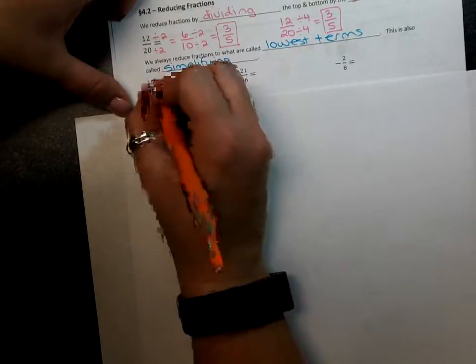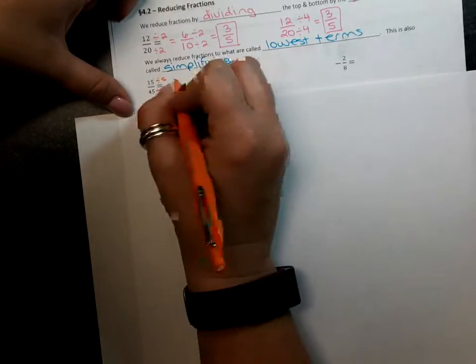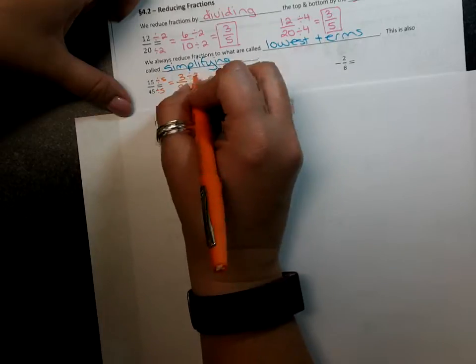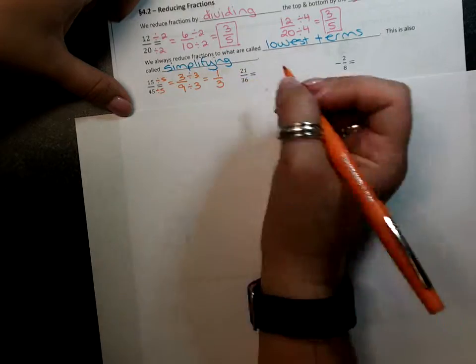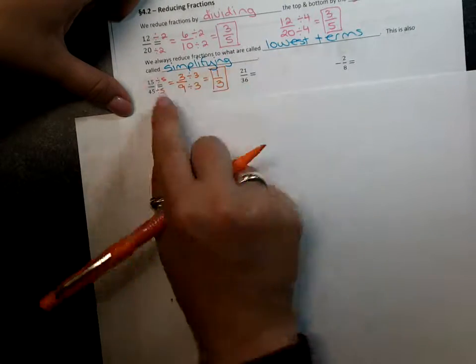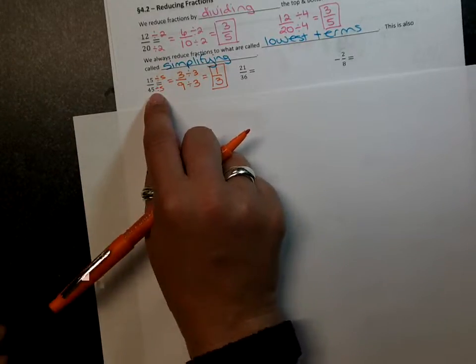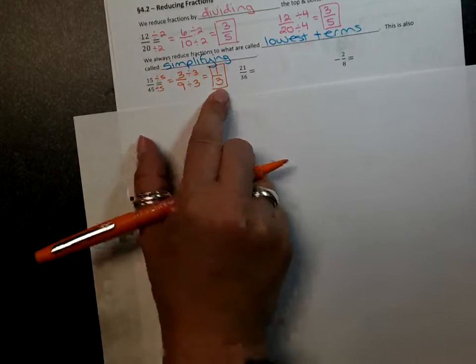15 and 45. Well, they both end in 5, so they can both divide by 5. And that's going to give me 3 over 9. Once I have 3 and 9, I know that they can both divide by 3, and that's going to give me 1 over 3. Some of you might have known that 15 divides into 45, so you might have divided them both by 15 and jumped straight to 1/3, which is totally fine. It's just based on your comfort level with your division and your multiplication skills.